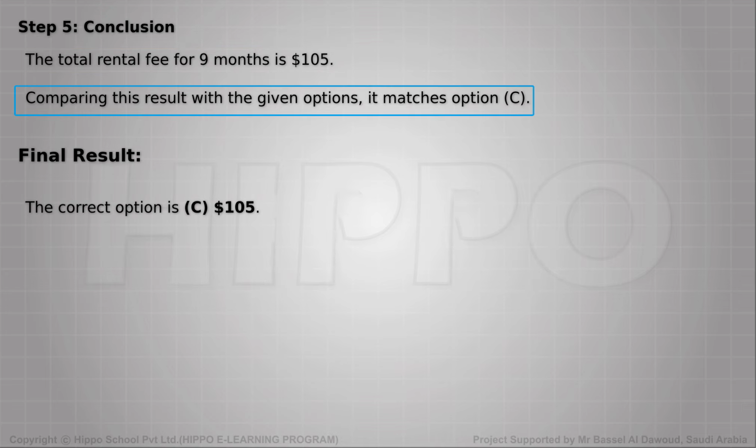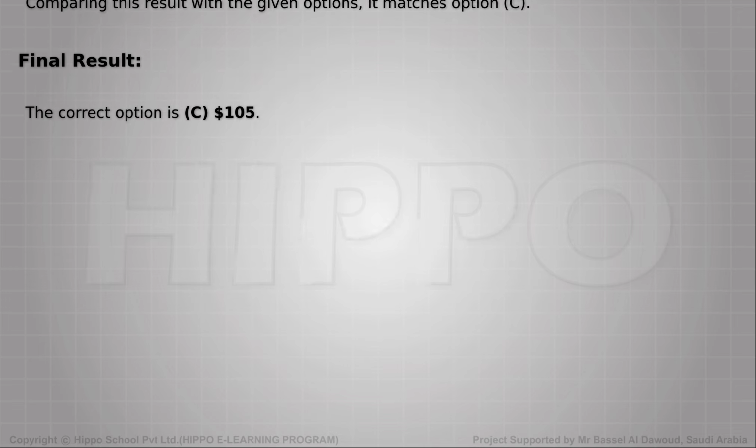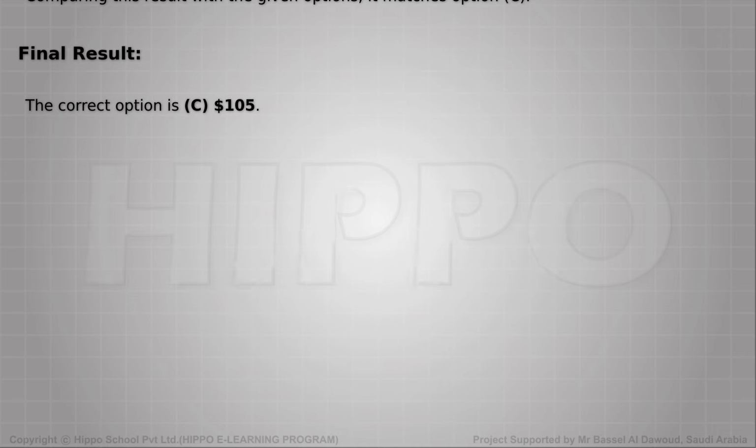The last thing to do in a multiple choice question is to compare our answer to the options provided. Let's look back at the list. Option A is $60. B is $90. C is $105. And D is $135. Our result, $105, is a perfect match with option C. This gives us confidence that our step-by-step process was correct. And there we have it. The final answer is $105, which corresponds to option C.